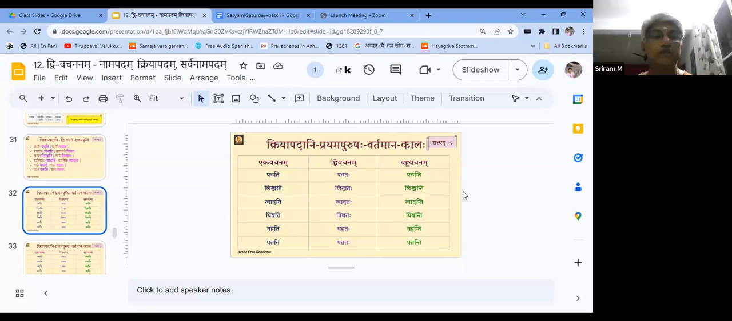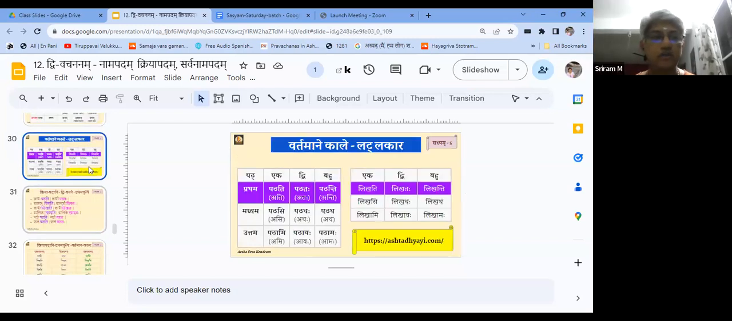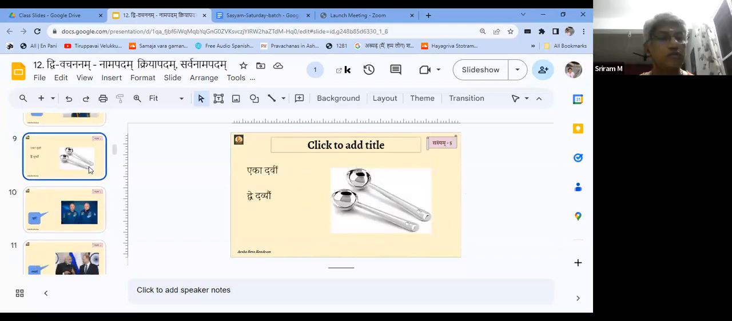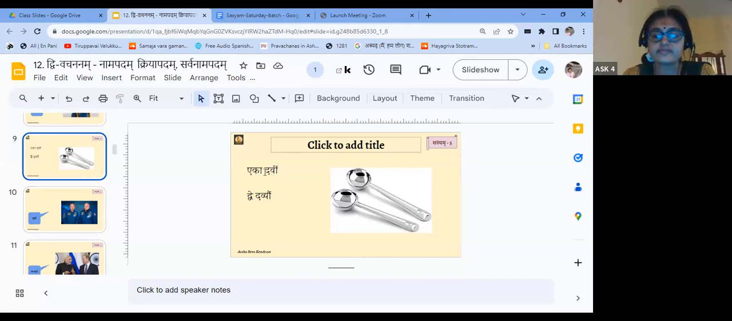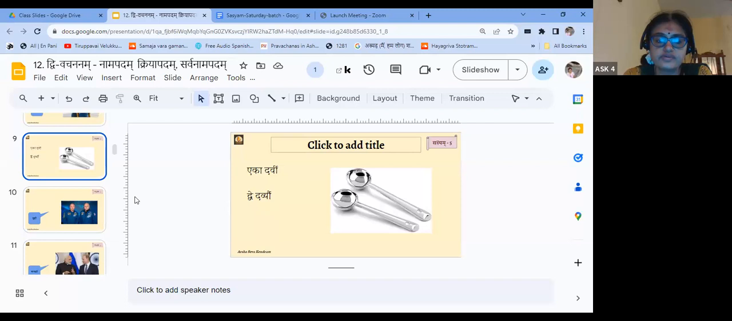Okay, only in one slide, Navade. If you go back, the spoon was shown, no? There you had said dve, the spoon one. Two spoons. This is eka darvi, dve darvyau. So darvi is what shabda? Strilinga. What sound ending? Ikaranta Strilinga. So it is like nadi: nadi, nadyau, nadyah. So it is darvi, darvyau, darvyah. This font is difficult to read, I guess. That's darvyau. Okay.